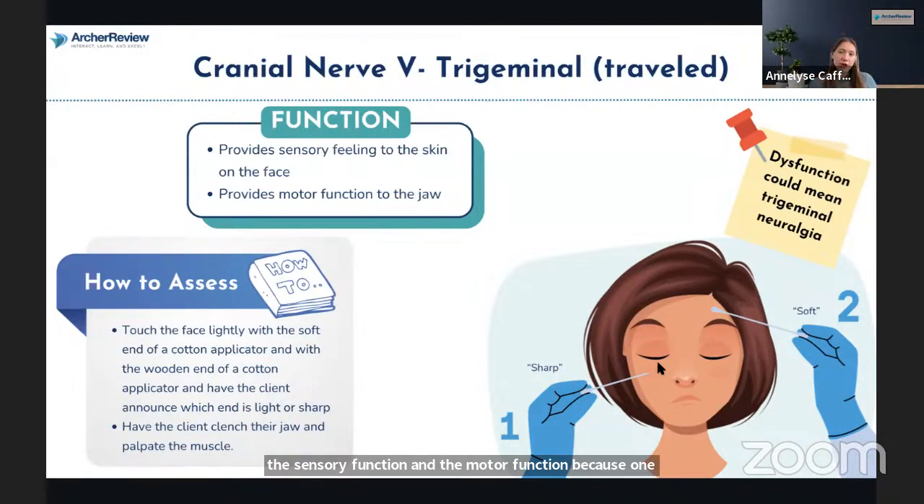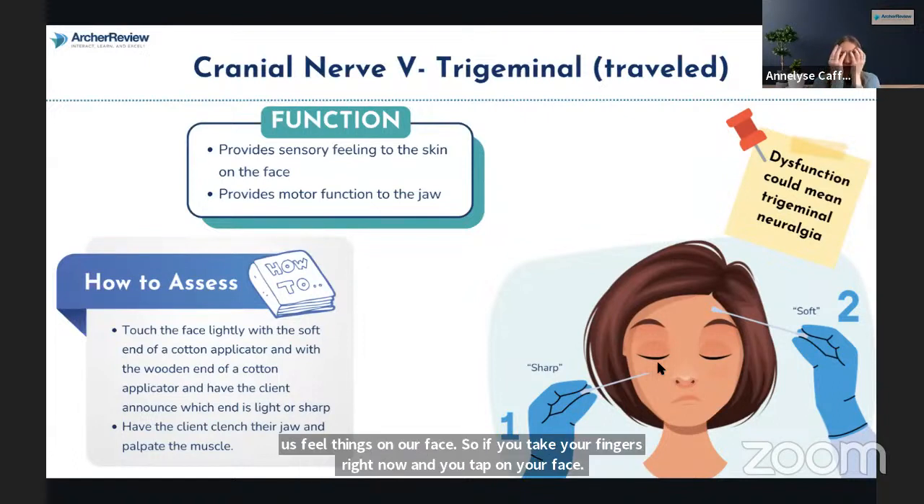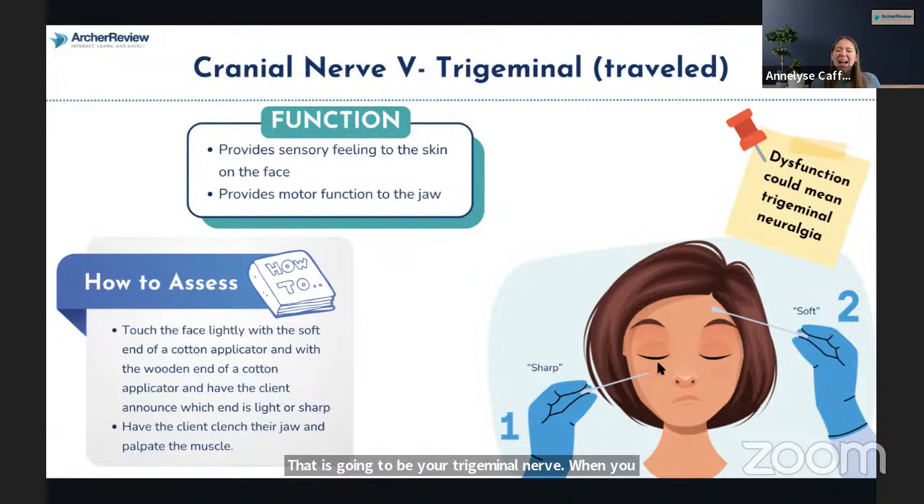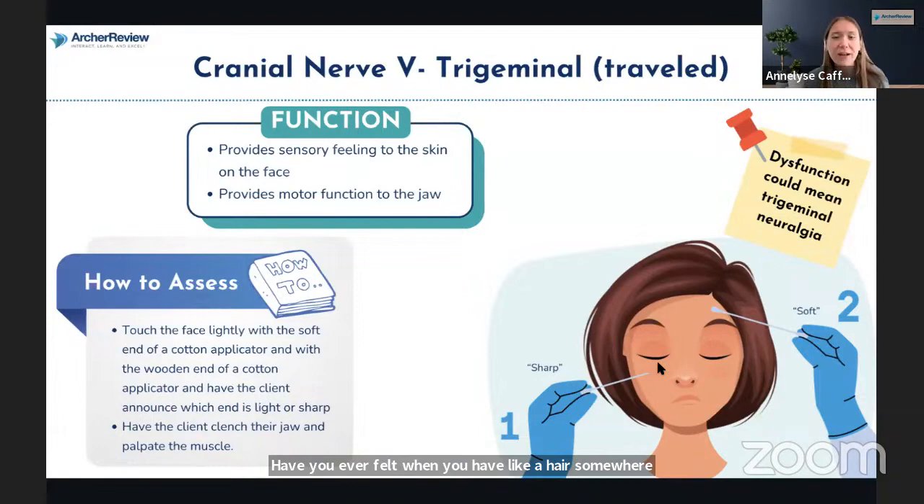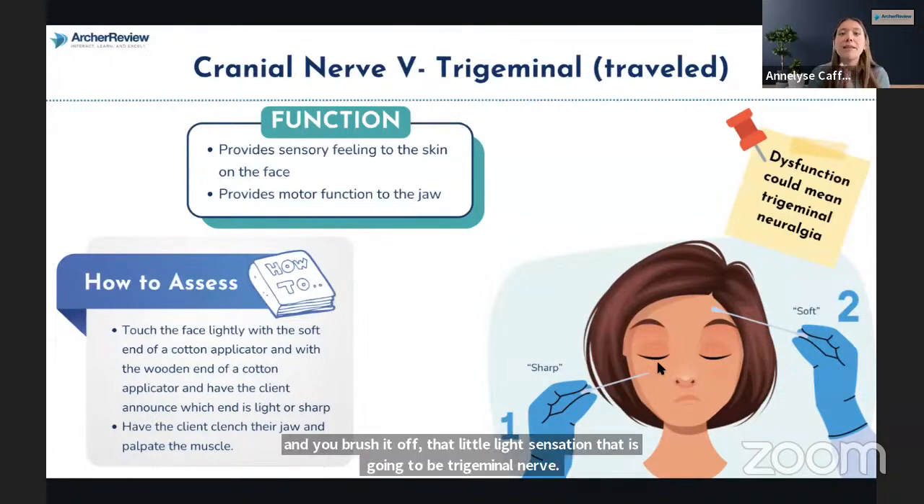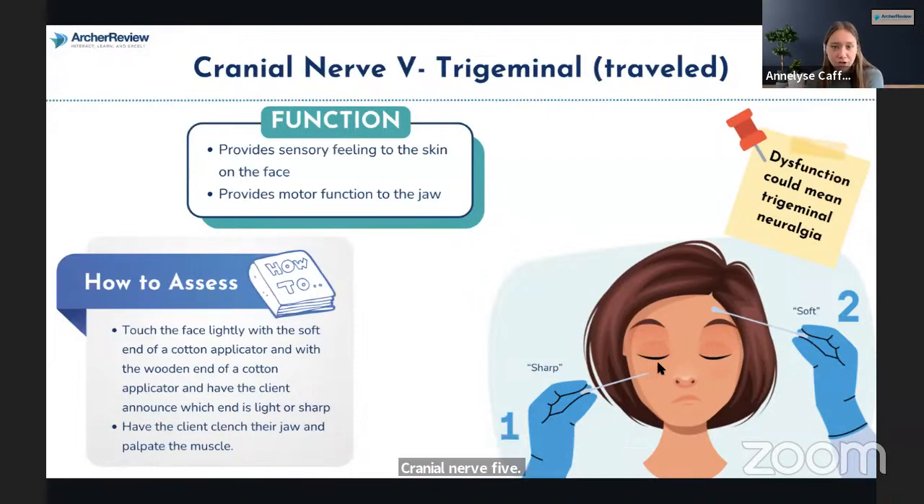So the sensory function of trigeminal nerve is it lets us feel things on our face. So if you take your fingers right now and you tap on your face, that is going to be your trigeminal nerve. When you feel your little fingers moving, or if someone tickles your face, or have you ever felt when you have a hair somewhere and you brush it off, that little light sensation? That is going to be trigeminal nerve. That's cranial nerve 5. But then you also have motor function. That is going to be specifically the motor function of the jaw. So that ability to clench our jaw or open it, that's also trigeminal nerve.